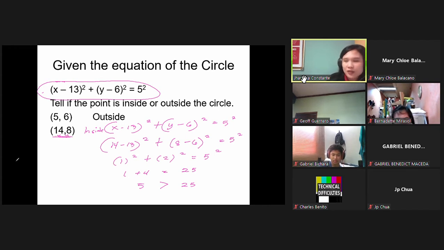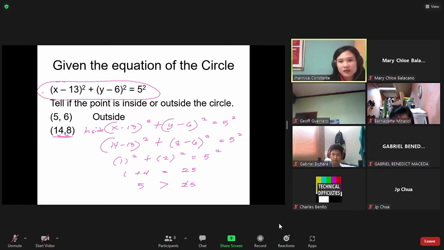Okay. So let's try another point, given the same equation of a circle. Can I clear your screen with this one? Okay na? Can I clear the screen?